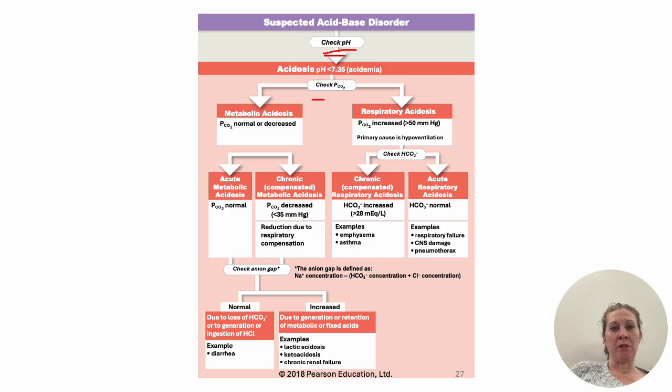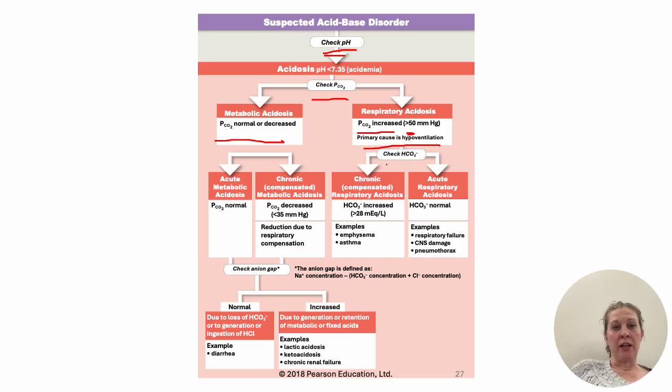Next, you're going to check the partial pressure of carbon dioxide. So if it's metabolic acidosis, the partial pressure of carbon dioxide can be normal or decreased. With respiratory acidosis, you're going to have an increase in partial pressure of carbon dioxide. So normally it would be greater than 50 millimeters of mercury. So that's an increased partial pressure of carbon dioxide. The primary cause for this is hypoventilation or insufficient respiratory volumes and rate.